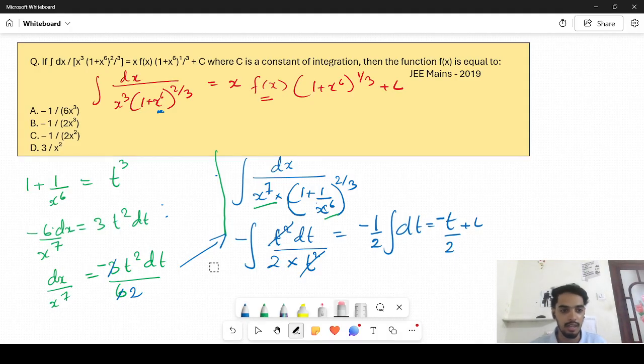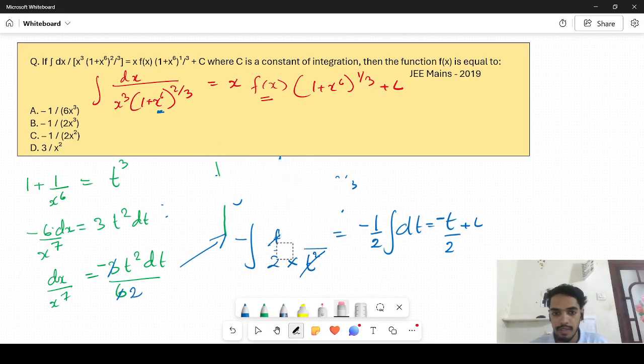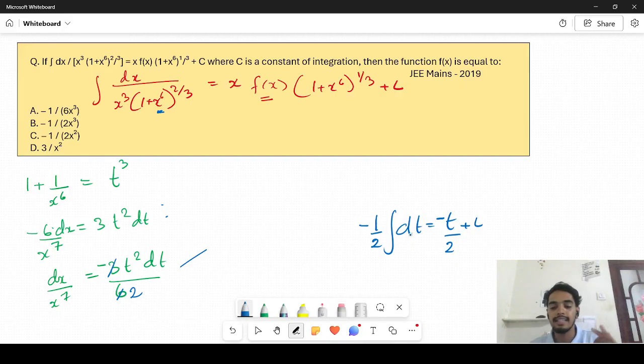Just don't forget about that, okay? Plus constant of integration. I'll be rubbing some of the parts here, okay? We will write it again. Please wait. So till now what we have got? We have got the answer as minus t by 2 plus c. So the integration will be equal to minus t by 2 plus c.